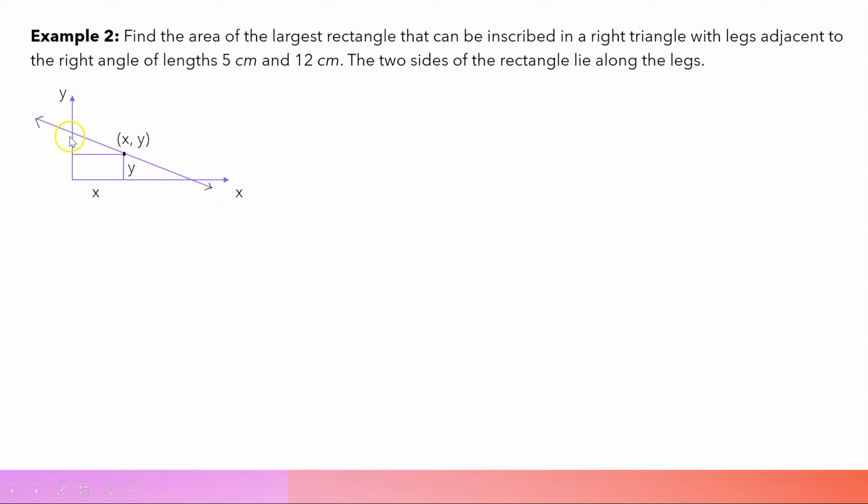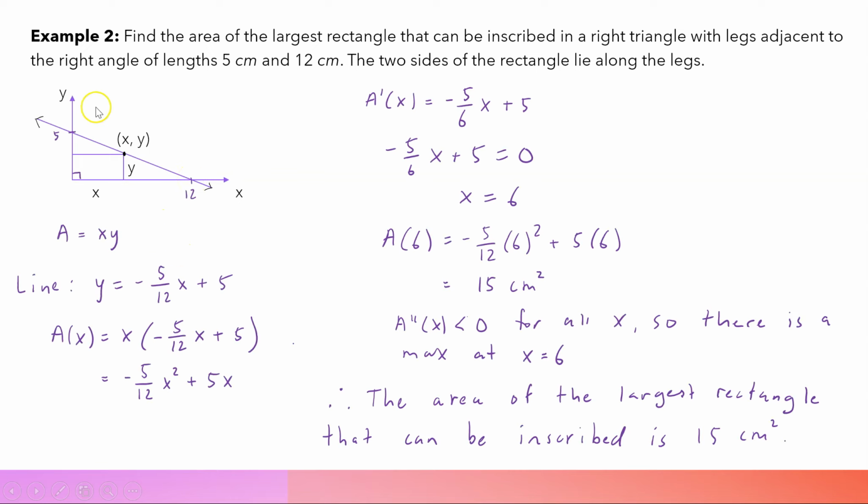Now we have a line here that is part of the triangle, and this line is the hypotenuse of the right triangle. Now when we look at the sides of the rectangle, I've denoted this length as x and this width as y. Now there's a point on this line, and I've denoted this point with the variables x and y.